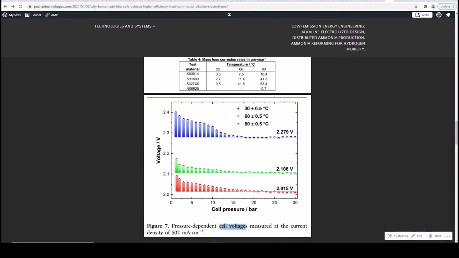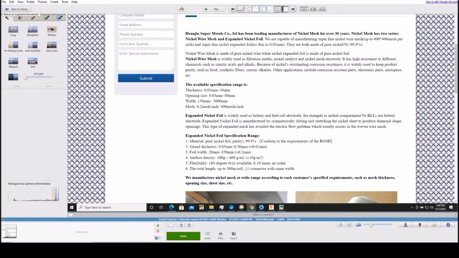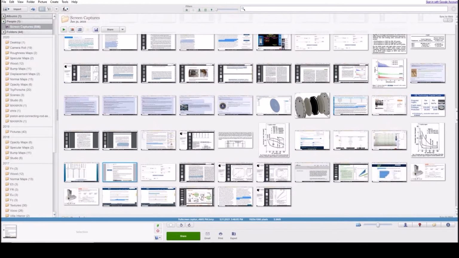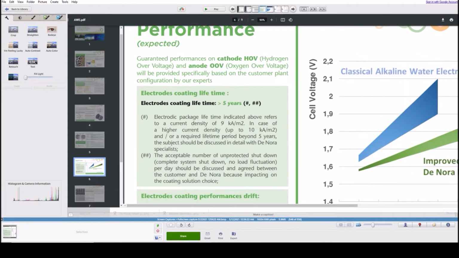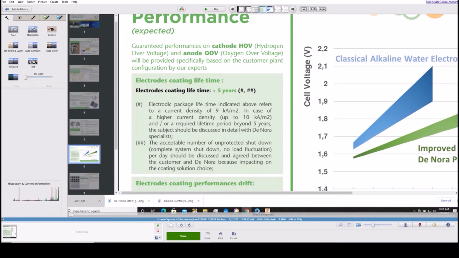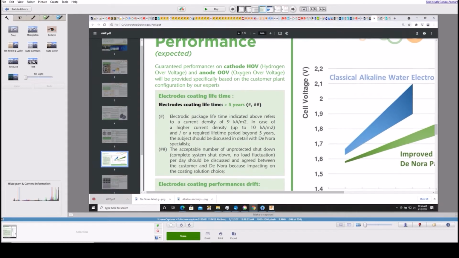I mean, a really conservative estimate, if we go back, you see right here, the commercial machines are using about 9 kiloamps per square meter. So at 1.7 volts, 9,000 times 1.7 volts, that's 15 kilowatts per square meter of electrode area.